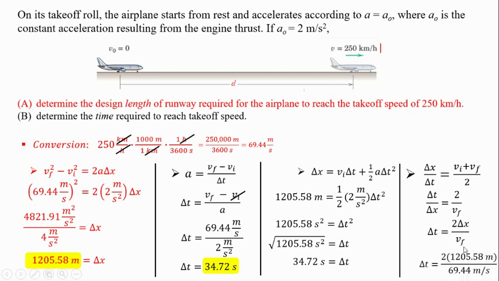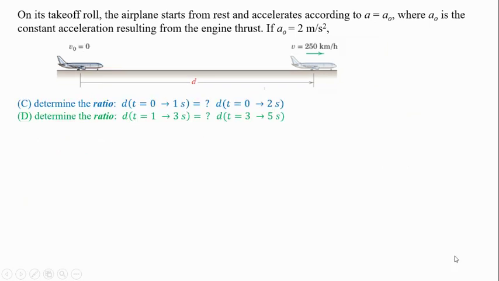And if you plug values in, you can do this, or you can just take my word for it. If you punch all this in your calculator, you will also get the answer of 34.72 seconds. So there are 3 different approaches, whichever you want. It should all work out. All right, let's do C and D. Here are a few ratio problems for you.